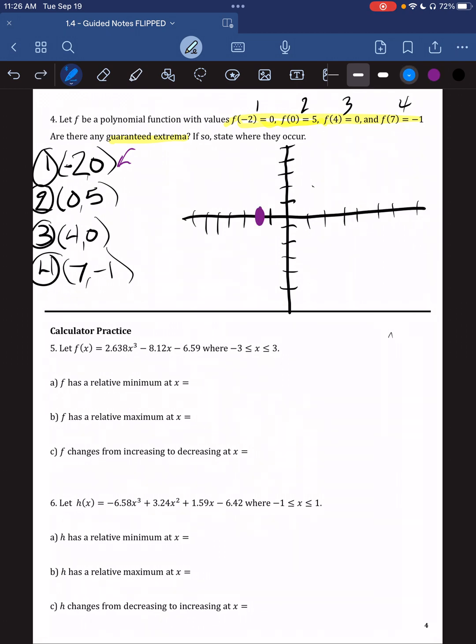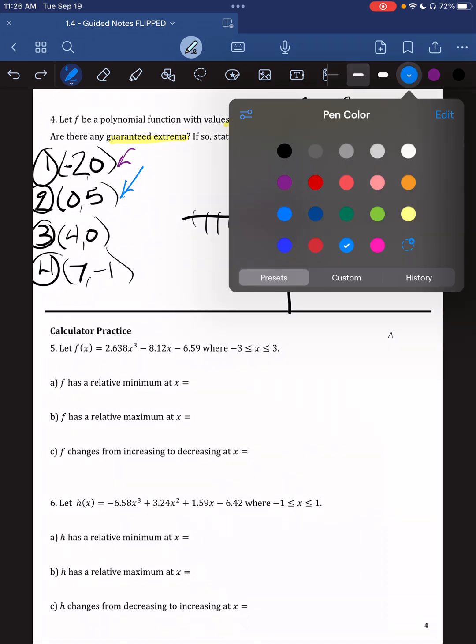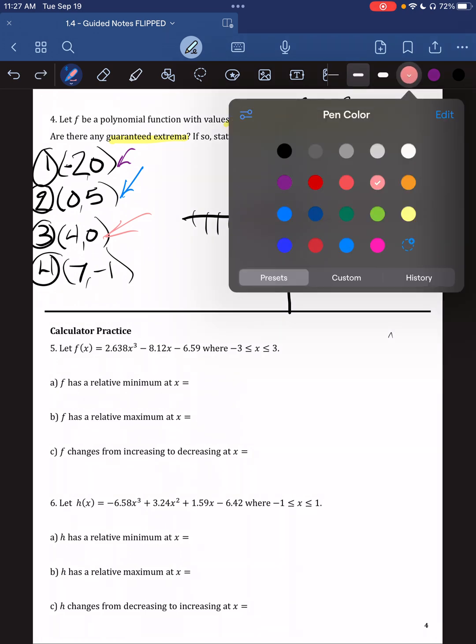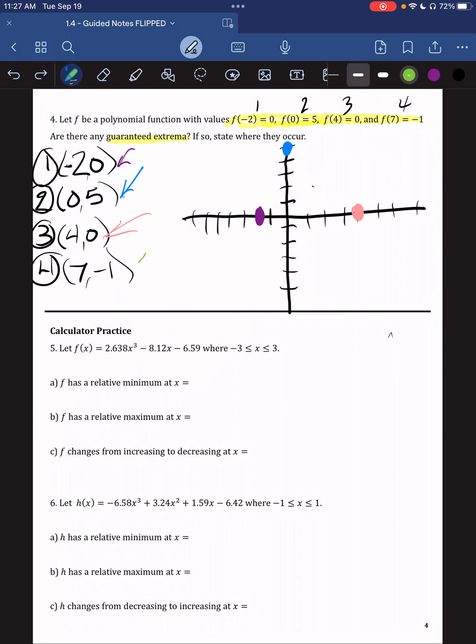Next point, we have 0, 5, so 0 on the x, 5 on the y. So we have that point there. Then we have 4, 0, so count 4 on the x, 0 on the y, so we have a point there. And then our final point, we have 7, negative 1, so we have a point there. Okay, we don't know anything else just from these given points about our graph.